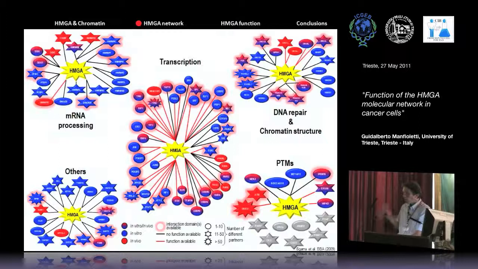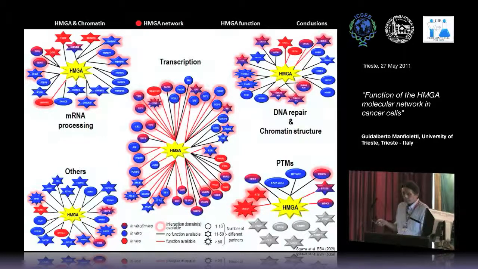Okay, so what's the result of this approach? The result of this approach is that in addition to transcription factors, HMGA can associate also with other nuclear proteins. Proteins which are involved, for example, in DNA repair, proteins which are involved in chromatin structure, in mRNA processing, enzymes which can modify HMGA proteins, and others which are not classified.